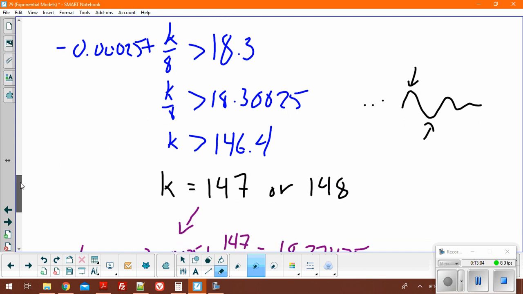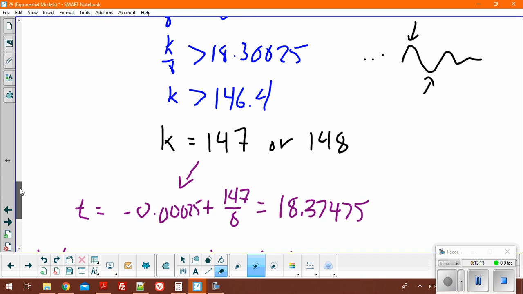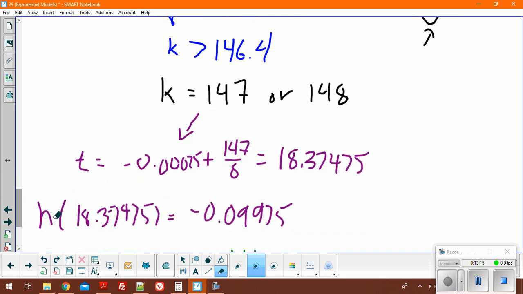So I started with 147. I put this back in for k and got this is my value of t. I plugged t back into my original function and got negative 0.09975, which at first bothered me, but then I remembered this is in meters. So this is negative 9.9 centimeters. So it's okay, but it's negative. So this is a local minimum. That's not what I wanted. I wanted the peak of the wave.